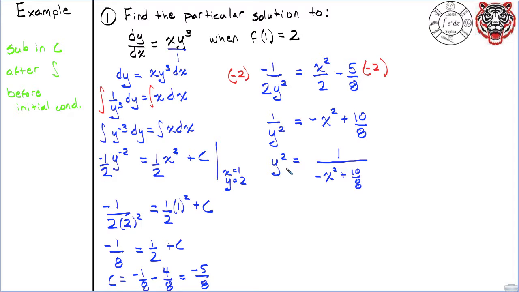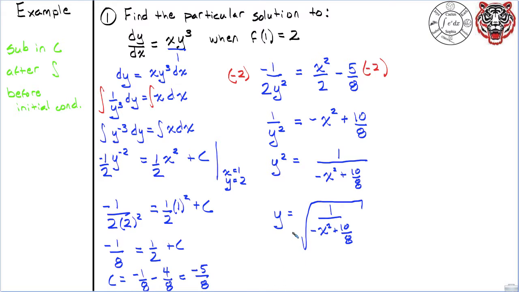And finally, get rid of the square by taking the square root. So I'm going to have y is equal to the square root. I'm going to do the square root at the end. I'm going to rewrite negative x squared plus 10/8. All of this is square rooted. And if you want to simplify a little bit, it's really square root of 1 over square root of this. So you can only do the square root in the denominator, if you want. It doesn't really matter.